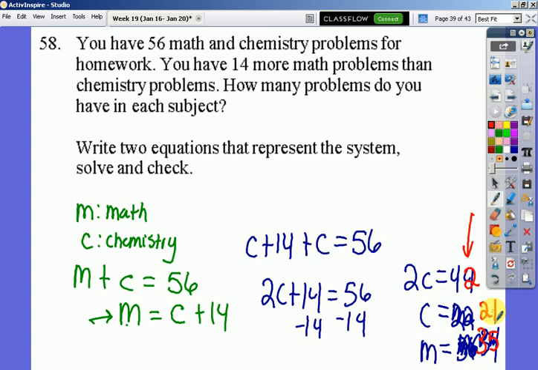It says solve and check, and of course we can check by just seeing that 35 plus 21 is 56. And then if we plug in 21 for C and add 14 to it, it makes sense with the amount of math problems being 14 more than chemistry problems. Any questions about that? All right.